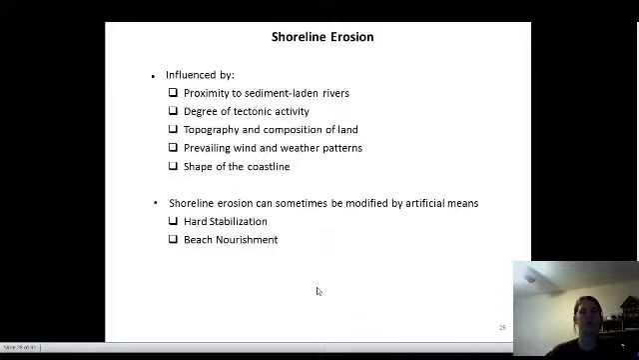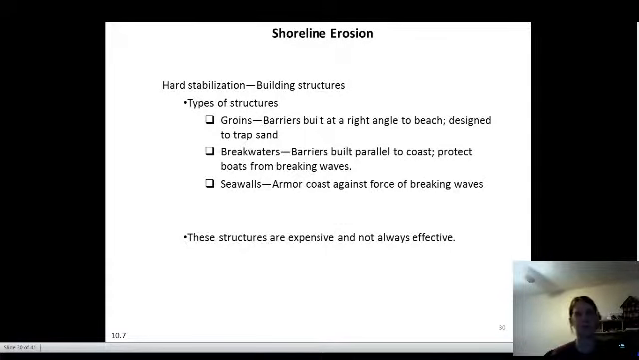So shoreline erosion is influenced by your proximity to sediment-rich rivers, the amount of tectonic activity you have, the topography and composition of your land. So if you have the more weather-resistant rocks, they're not going to erode the same way that a limestone or shale would. Your prevailing wind and weather patterns and the shape of your coastline. Shoreline erosion can also be modified by artificial means such as hard stabilization or beach nourishment.